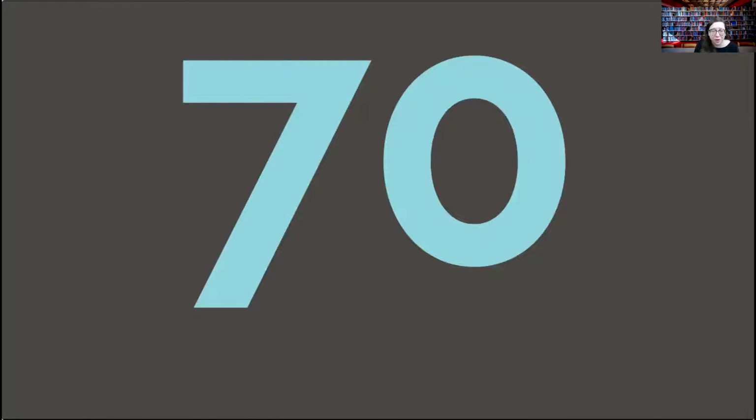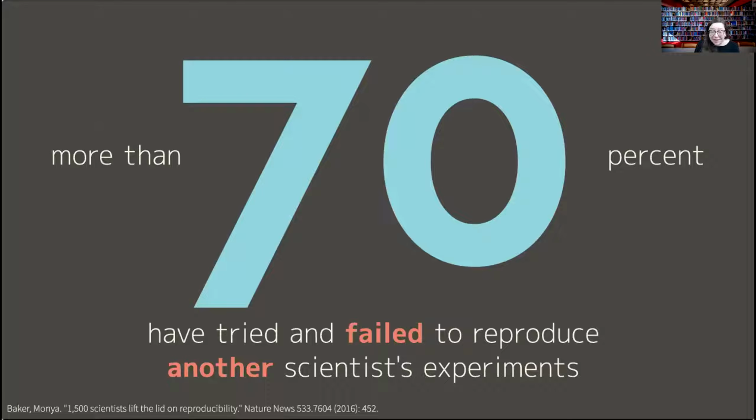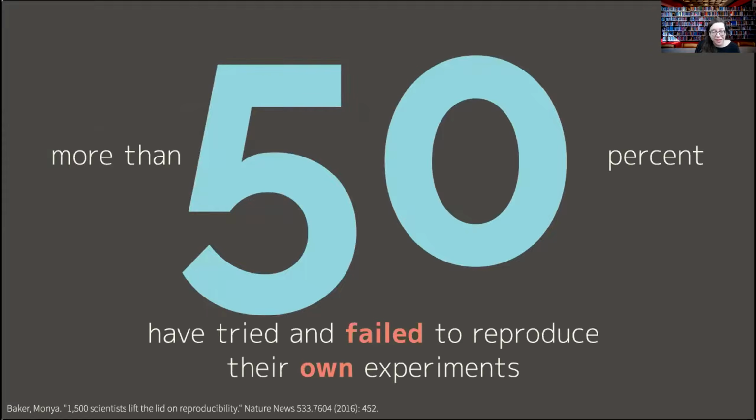Now I'm going to throw out a few more numbers to you though. The number 70: more than 70% of scientists who were surveyed as part of this Nature News article, the 1,500 scientists, said they have tried and failed to reproduce another scientist's experiments. And another number, 50: more than 50% have tried and failed to reproduce their own experiments. That's a pretty striking number.